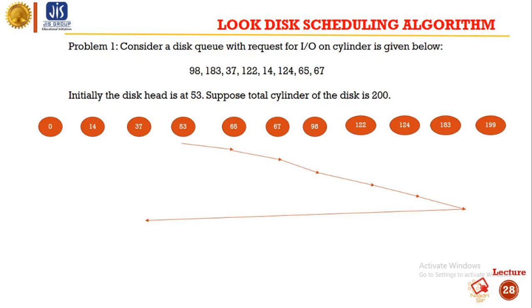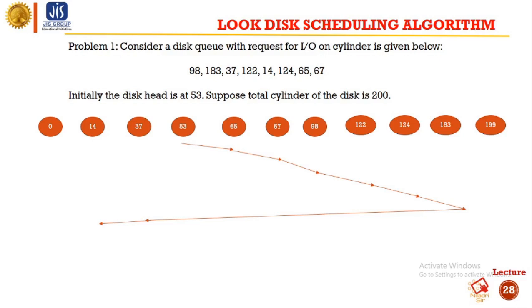In the opposite direction the first element is 37. So from 183 we will move to 37, and from 37 we will move to 14. So this is the LOOK scheduling algorithm.